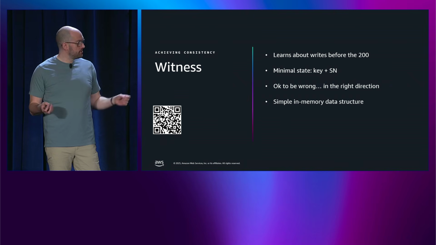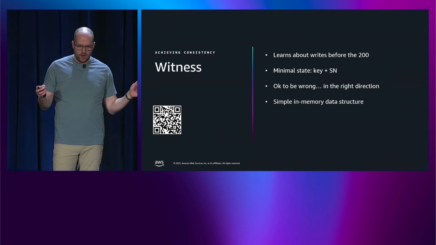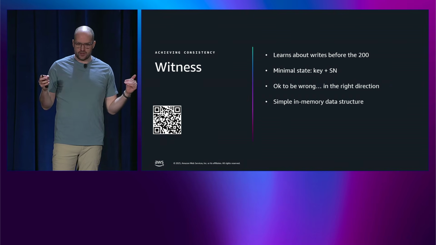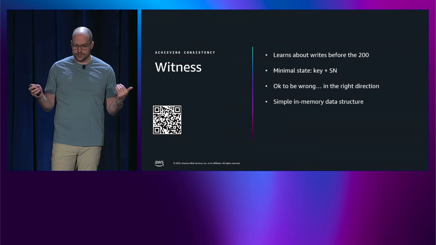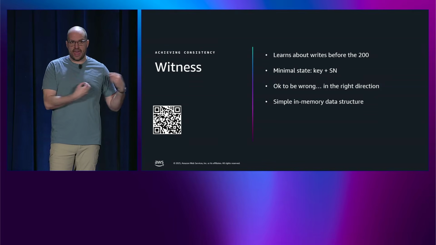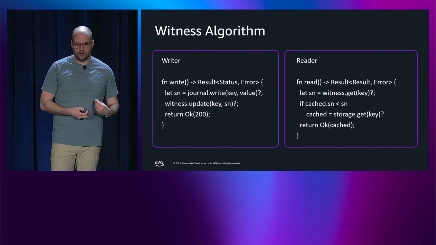And so this leads us to a relatively simple design where the witness is just an in-memory data structure. It's literally just an array of integers. And that sits next to the journal and allows the cache nodes to ask that key question from before: did any writes come in after the value I have cached?